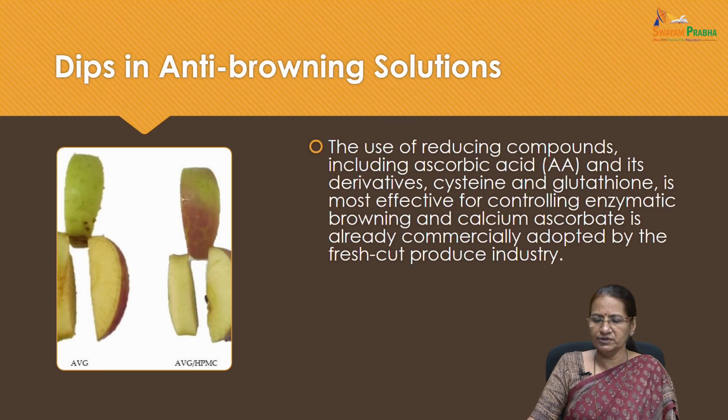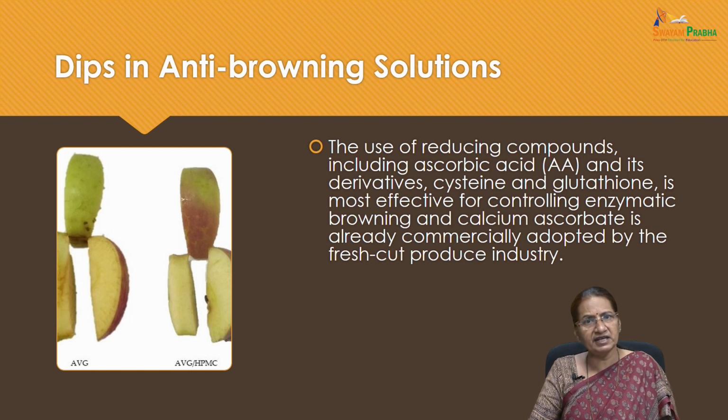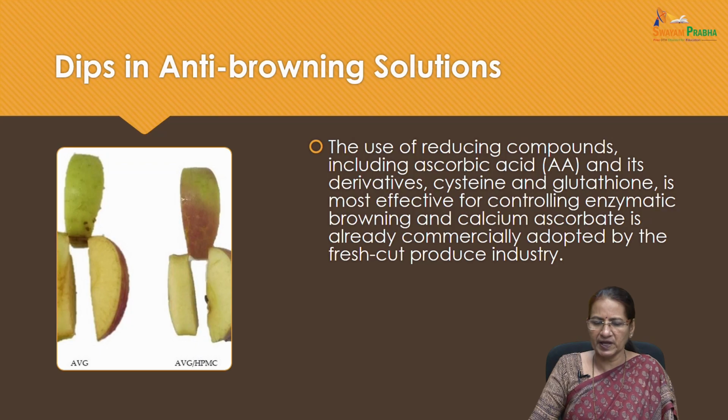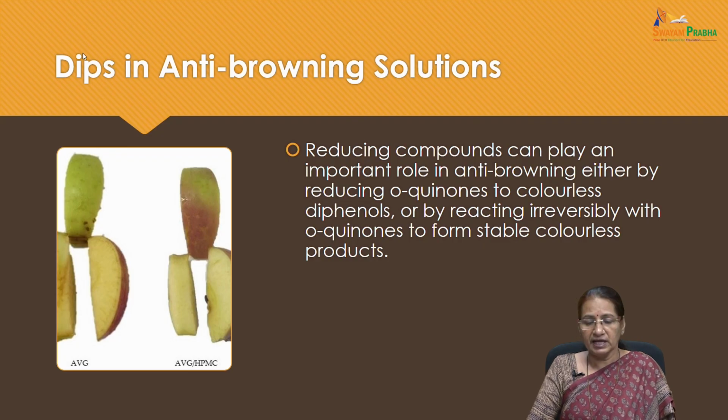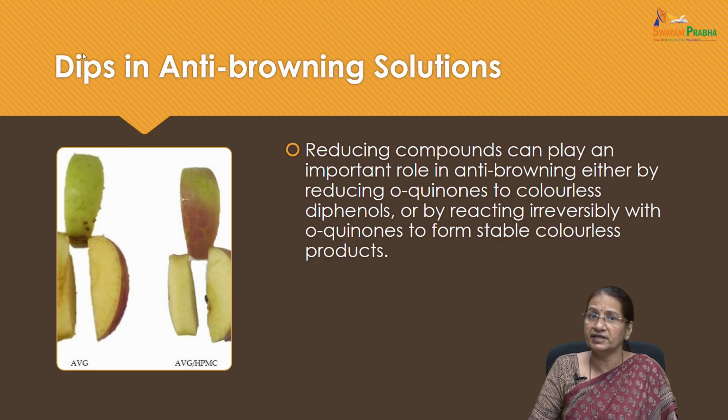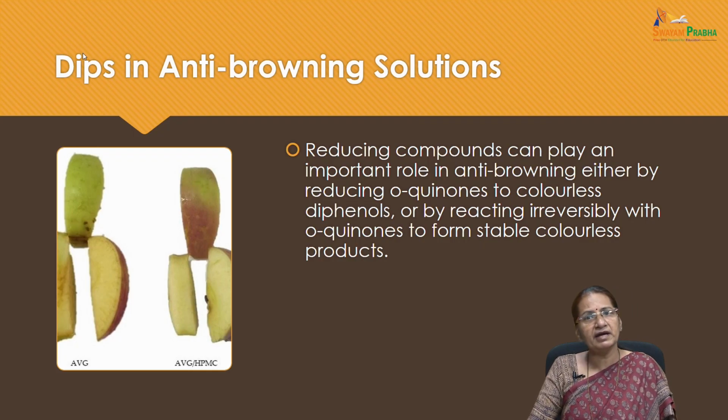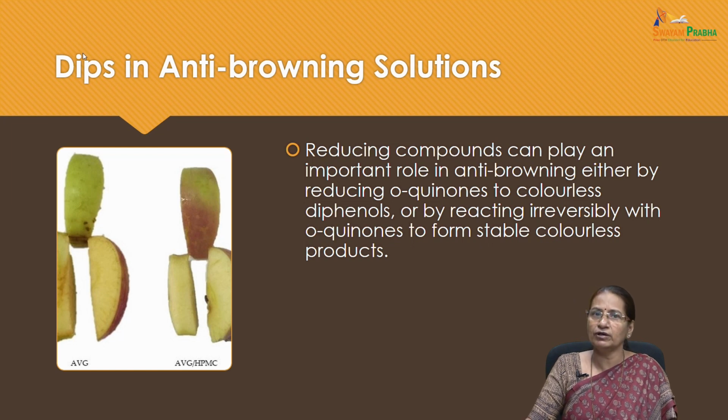The use of reducing compounds, including ascorbic acid, that is AA, and its derivatives, cysteine and glutathione, is most effective for controlling enzymatic browning, and calcium ascorbate is already commercially adopted by the fresh cut produce industry. Reducing compounds can play an important role in anti-browning either by reducing orthoquinones to colorless diphenols or by reacting irreversibly with orthoquinones to form stable colorless products.